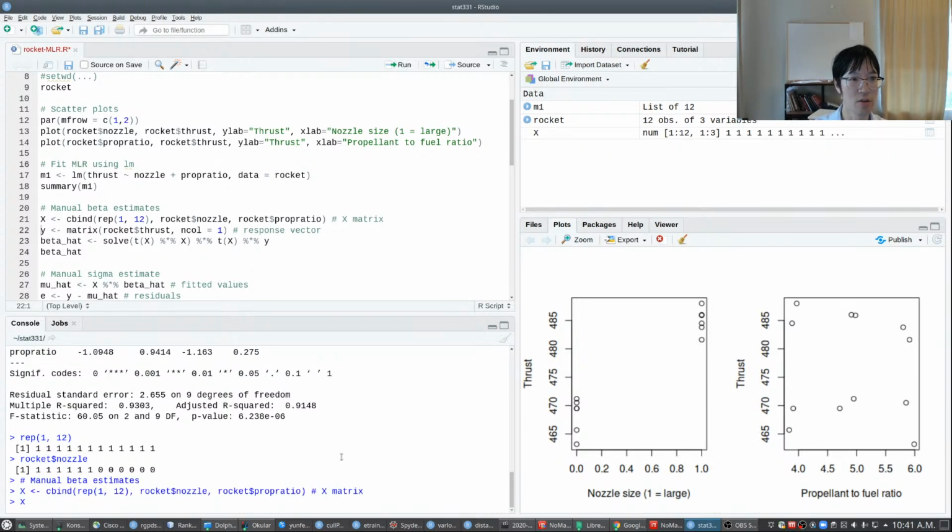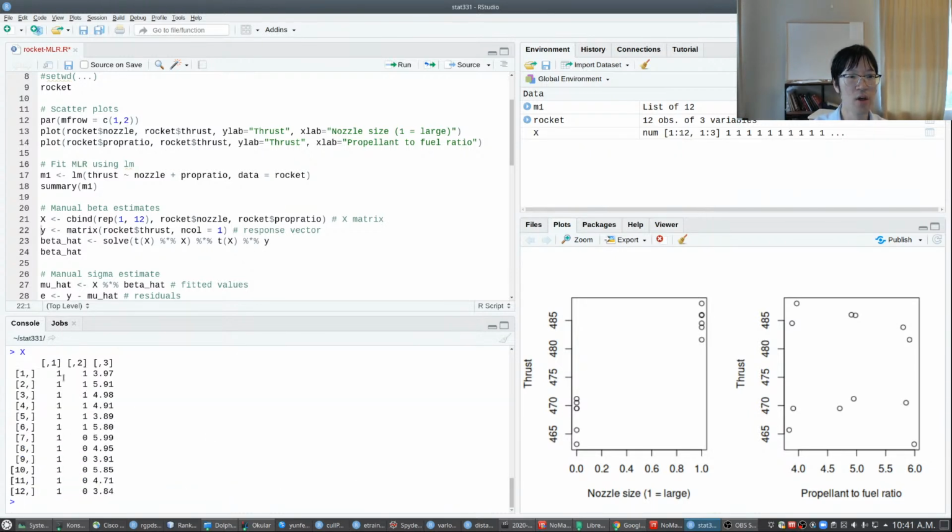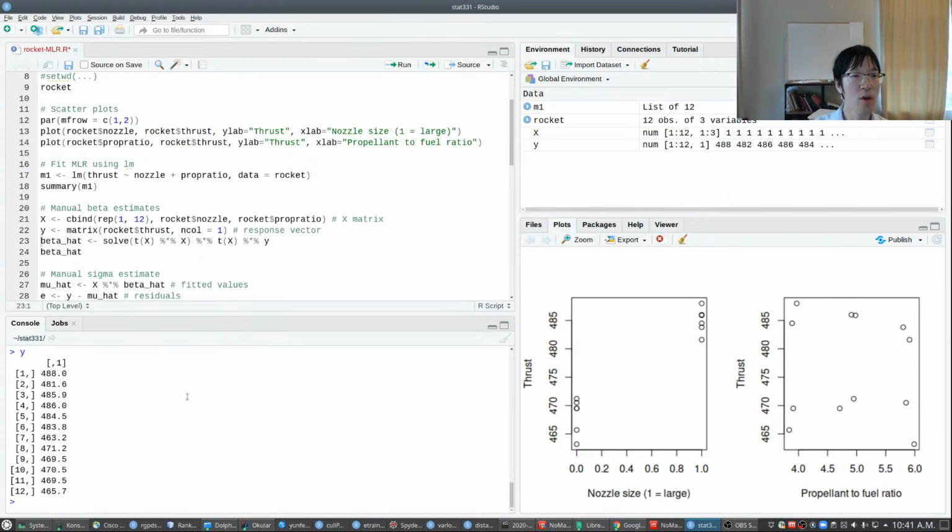And again, let's just type it to see. Indeed, we have the vector of ones, and then we have x1 and then x2. Likewise, we can set up our response vector, which we can view as a one column matrix. So that's taking the values in thrust and setting it up as a 1 column matrix. That gives us a y.